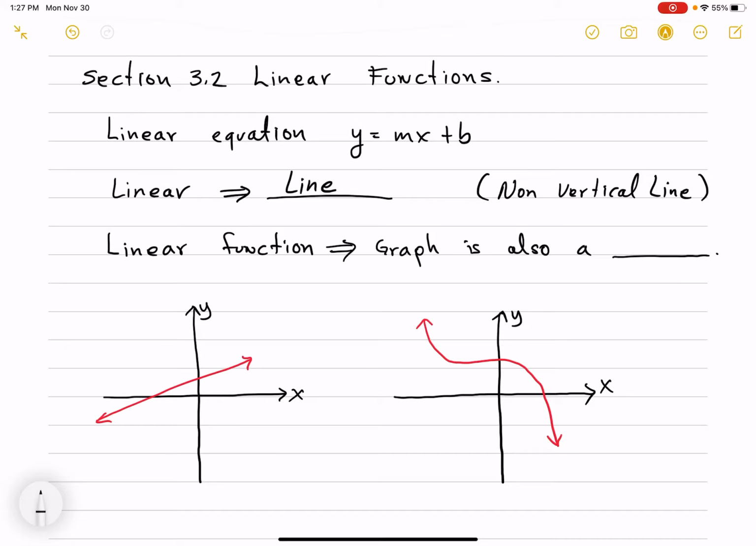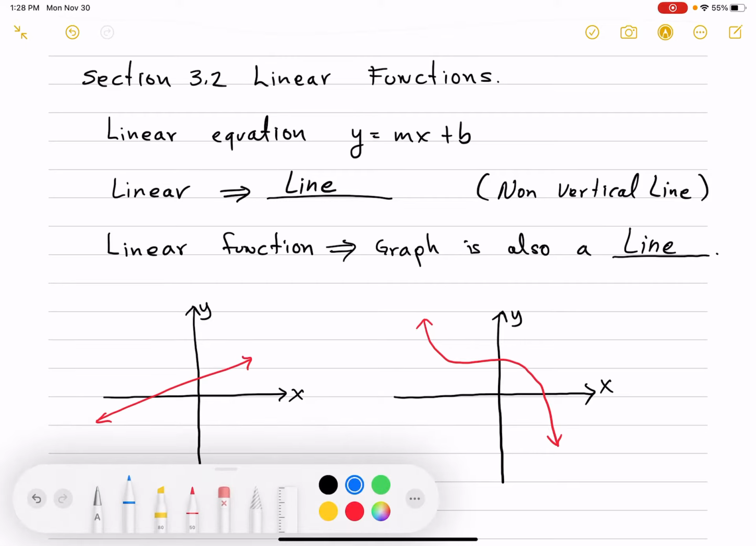Remember that vertical line test? So a vertical line would not be a function. That's why the word linear comes from the word line, but we gotta make sure that it's not a vertical line, because vertical lines are not functions. The graph of a linear function is also a line.